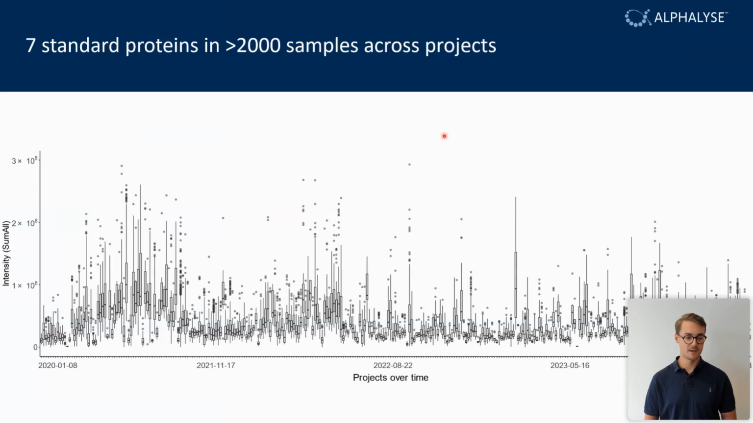Here again, we have a figure showing box plots of the sum-all intensity for each of the 7 internal standards for each project over time. As you can see, there's quite a lot of variation, and this is just the natural dynamics of this instrument. It's one of the reasons why it is so difficult to quantify with one of these methods, so something has to be done before you can actually use this data.